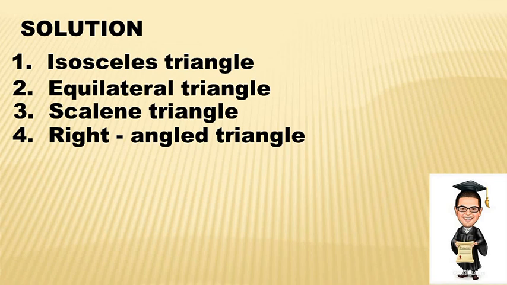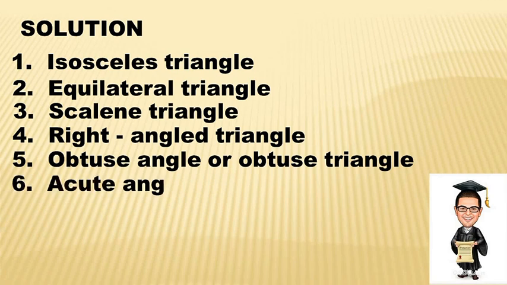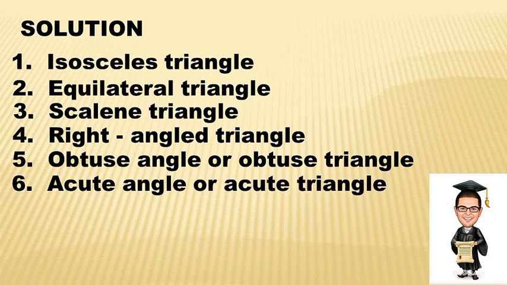Number 5 type of triangle has an angle that was greater than 90 degrees but less than 180, which makes it an obtuse angle, or obtuse triangle. The last is a triangle having an angle that was less than 90 degrees but greater than 0. So this is an acute angle. You can see that it is easy for us to identify these triangles.